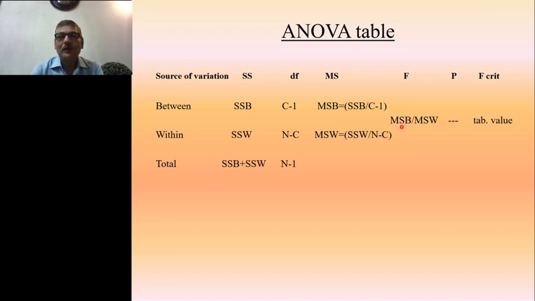And when we find that the calculated value is more than the critical value or table value, then we will reject the hypothesis. In that case, the probability will be less than 5%.